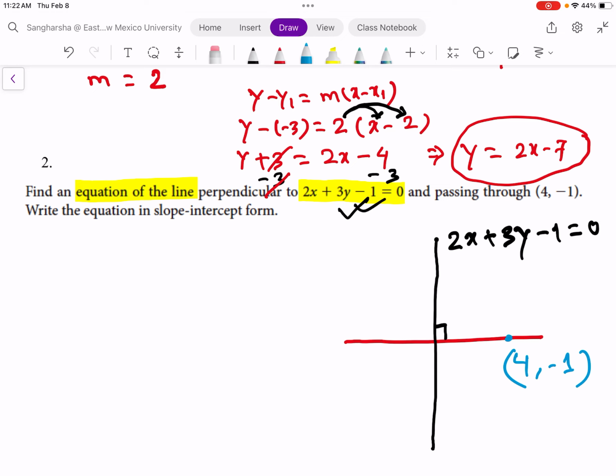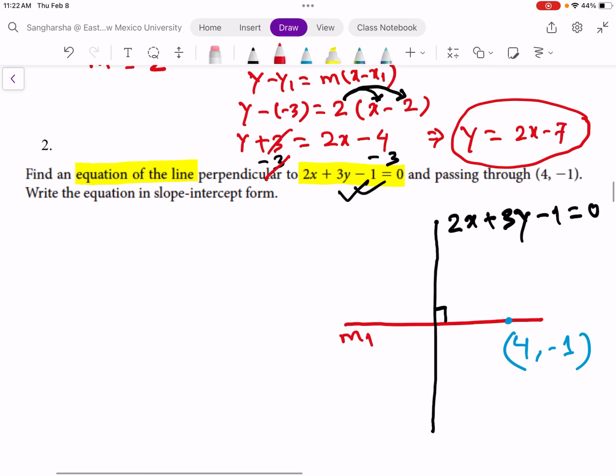Now the product of their slopes is negative 1. Let me call the slope of the red line m1, and let me call the slope of the black line m2. Since these two lines are perpendicular, when you multiply the slope of the red line and the slope of the black line, we always get negative 1.